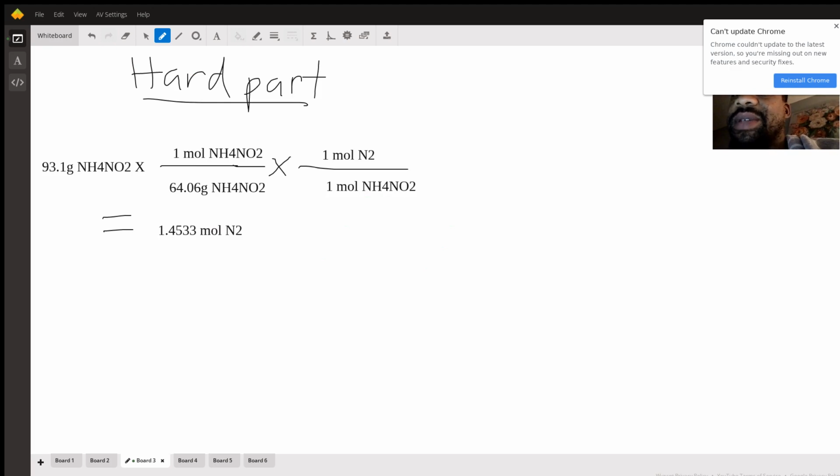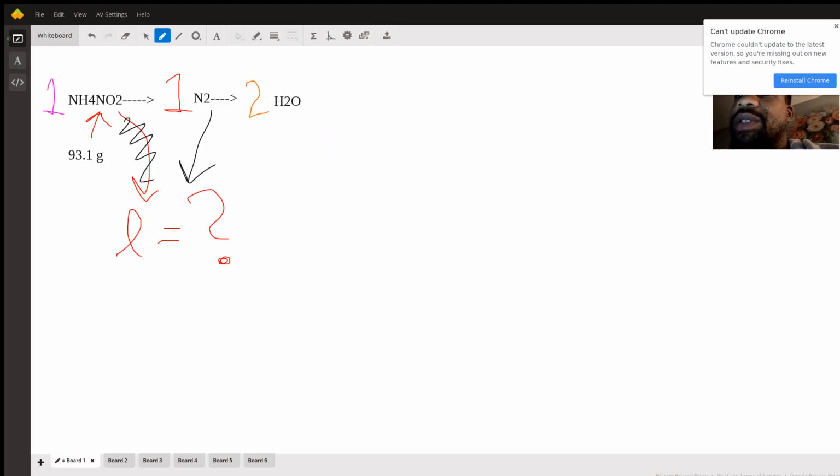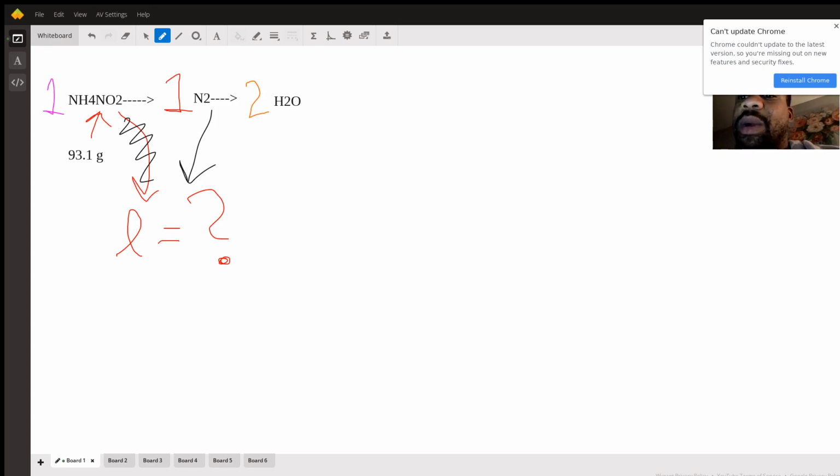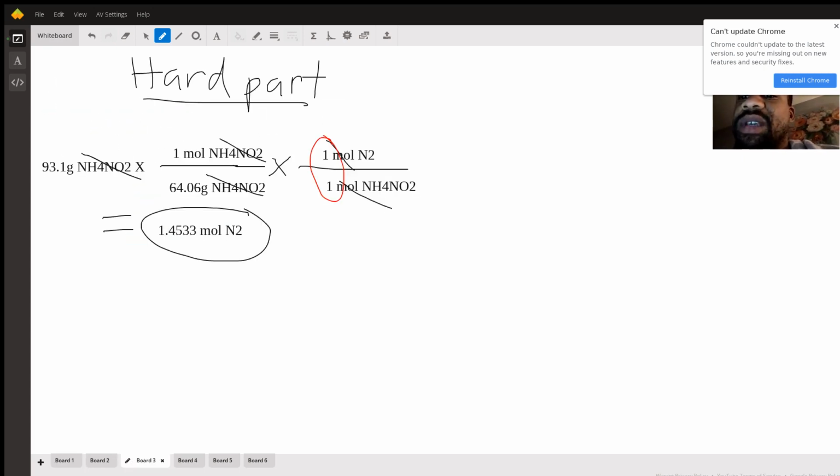Okay, so this is the hard part. We take the 93.1 grams of NH4NO2, and multiply that times the moles of that. What I'm doing here is setting up something called dimensional analysis, because I'm trying to get these units to cancel out so that I can end with moles of nitrogen gas. I can do that because I know the molar coefficients from originally balancing the equation. For instance, if I use the same colors, that one on top would be red and that one on the bottom would be purple. That's the key here. You've got to understand the molar coefficients.